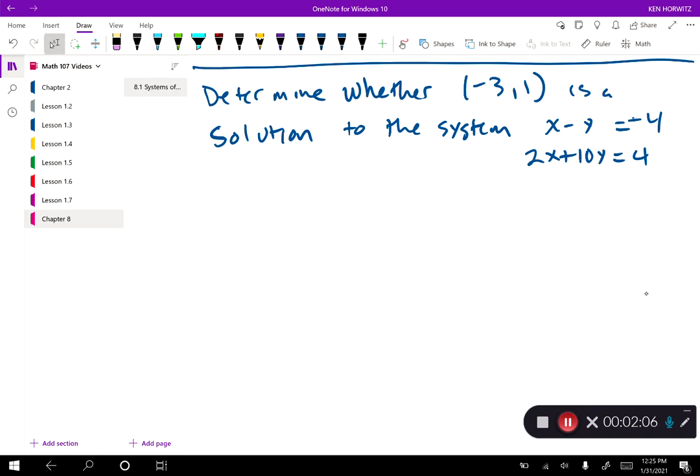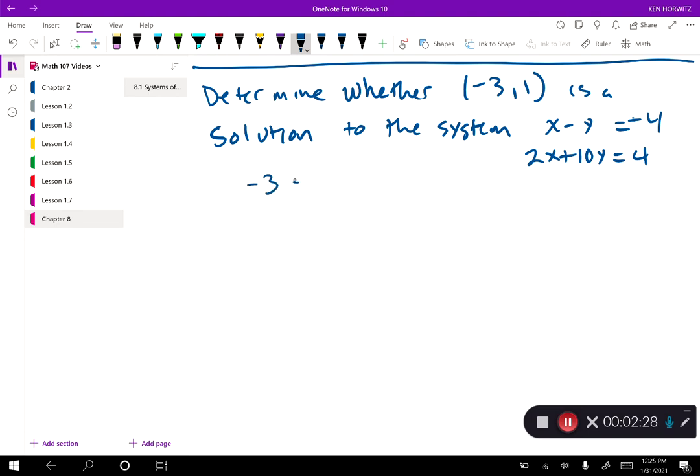Now, you could solve the system, which we'll talk about a little bit later. But there is also a way to check your work. And the way to check your work is to plug in -3 for x, 1 for y, into both equations. Now, the key is they both have to work. All right, so for example, I'm going to do the first one.